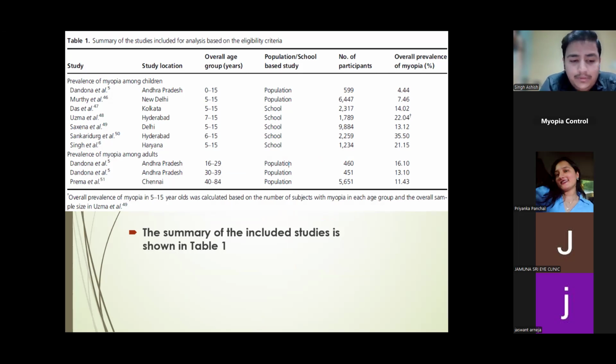To find the overall myopia rate in children aged 5 to 15, researchers counted how many kids had myopia in each age group. Then they combined all those numbers and compared them to the total number of children in the study. This gives the final percentage showing how common myopia is in the age range between 5 to 15. As you can see here, it shows the prevalence of myopia among children in different study locations, different overall age groups, and school-based populations. Please have a look.